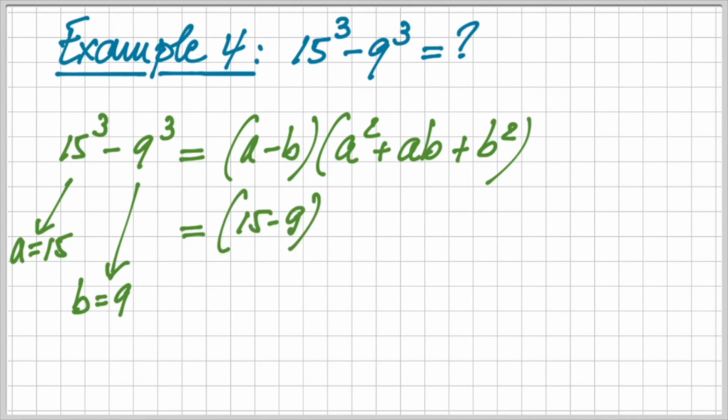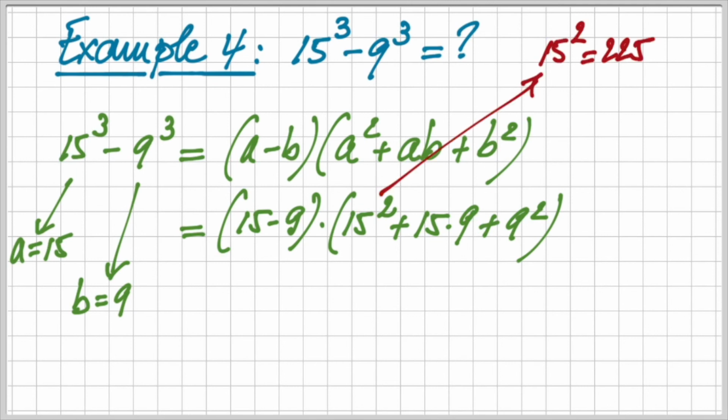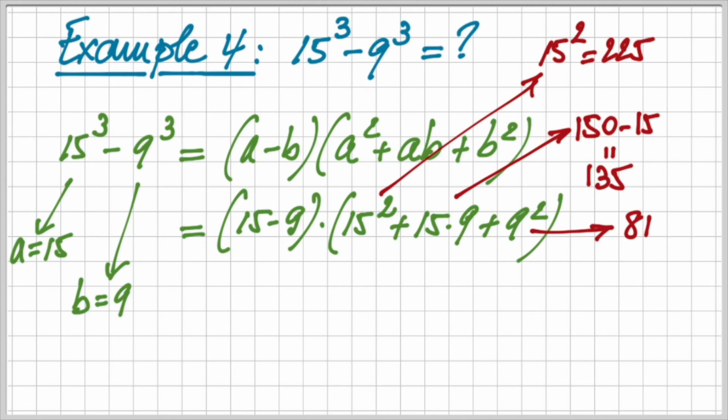So we find first 15 − 9, which is a − b, and then we have a² + ab + b², where we find 15² + 15 times 9 + 9². We find 15² is 225. 15 times 9 is 150 minus 15, 15 times 10 and we subtract 15, so it's an easier calculation, or we subtract 10%. And 9² is equal to 81.